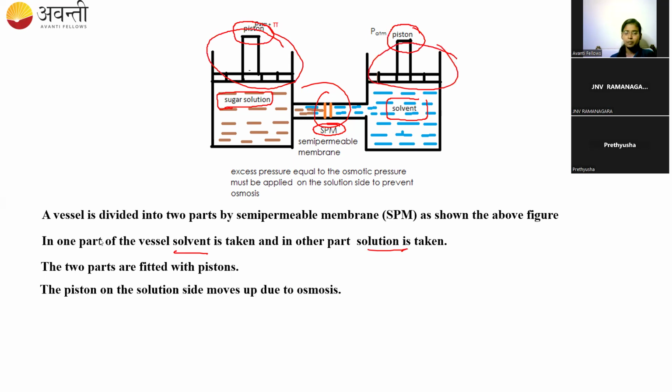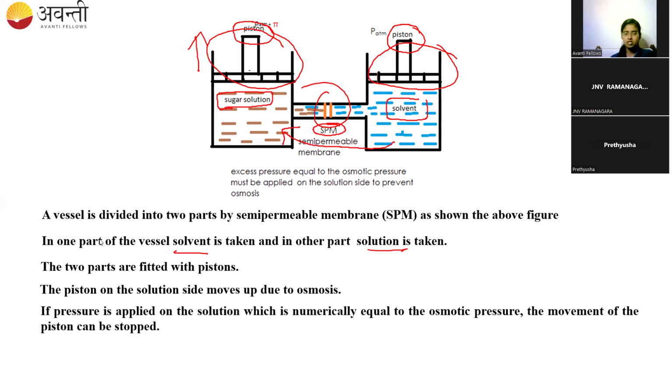Okay. Now the piston on the solution side moves up. It is moving up due to osmosis. What is osmosis? The solvent molecules will be flowing into the solution side. So when it flows, the piston is going up, okay, because of the pressure.